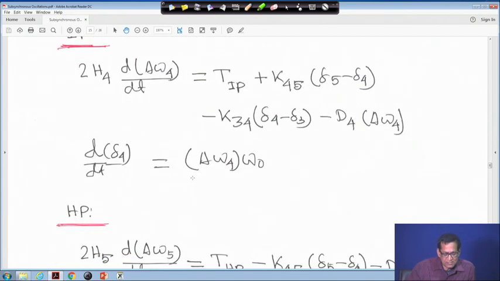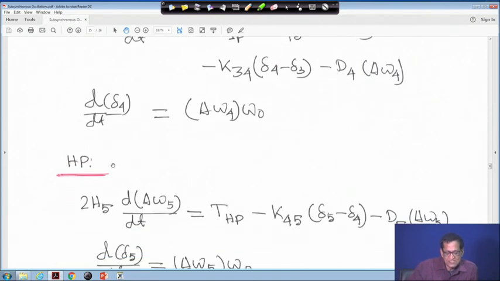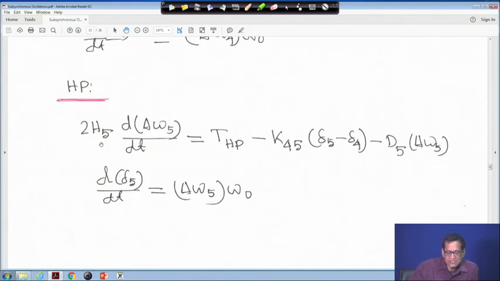Then comes high pressure. For high pressure, section 5, it is 2H5 d/dt of delta omega 5 is equal to T_HP, that was the input torque, minus K45 (delta 5 minus delta 4) minus D5 delta omega 5. This is for the high pressure portion, section 5, and d/dt of delta 5 will be delta omega 5 times omega 0. This is how we represent each section.